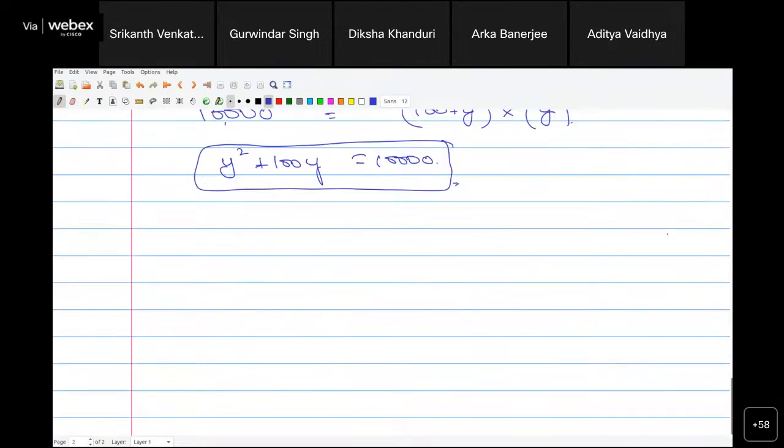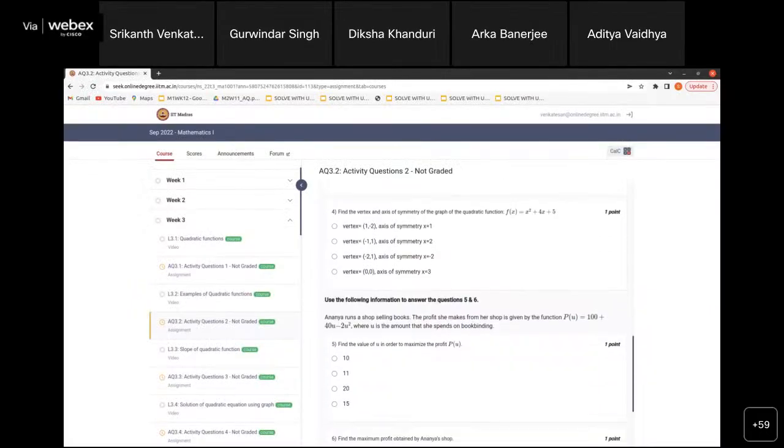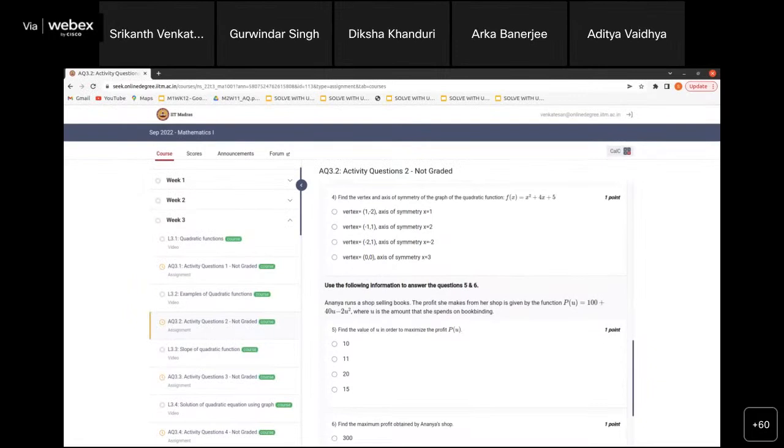Okay. Let's move to question 4 then. Regarding this question 4, we have to find the vertex and axis of symmetry of the graph of the quadratic function. Has everyone done this question? Yes, sir. The vertex x will be minus b by 2a. So minus 4 divided by 2. And it will be option C only, the only one which can match.